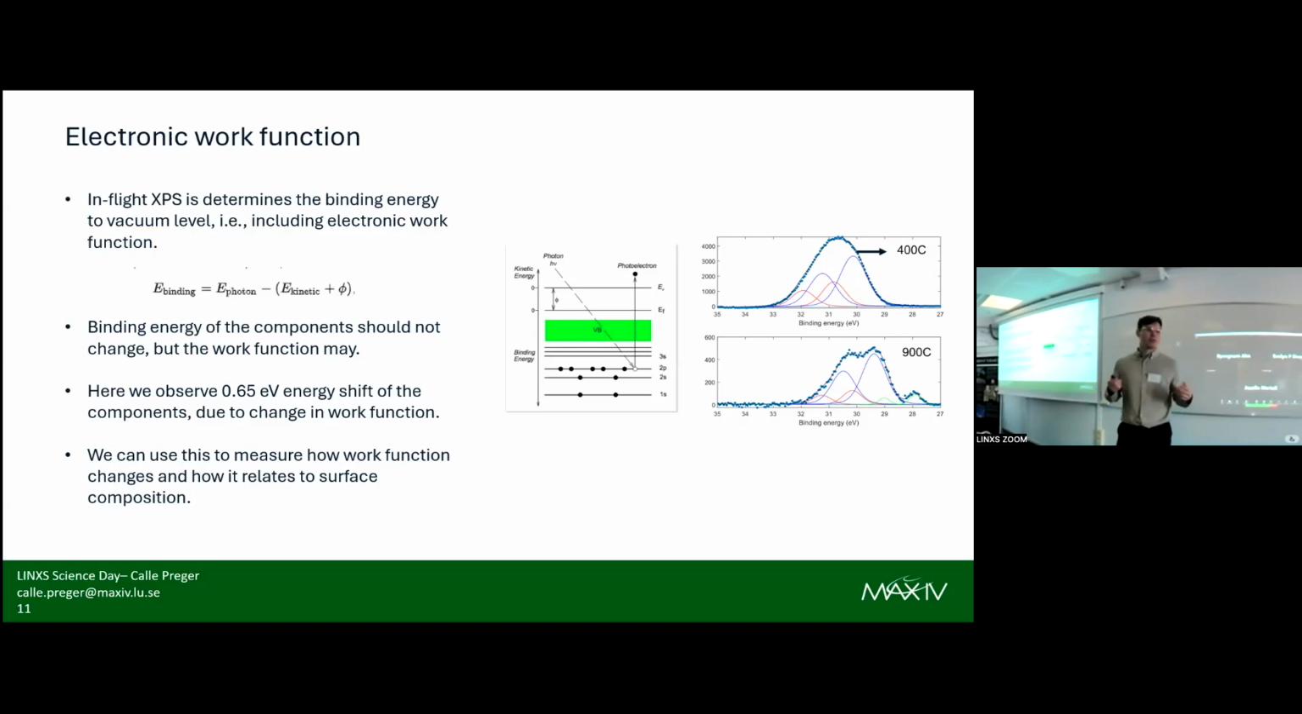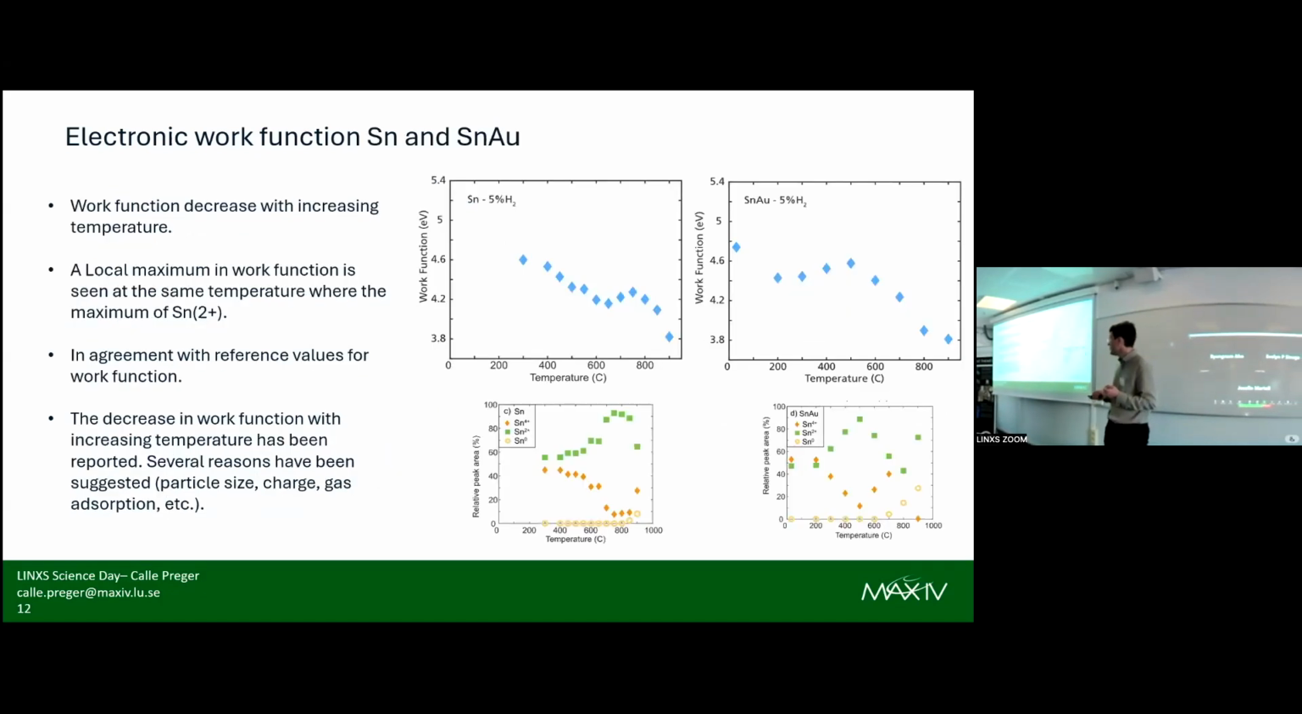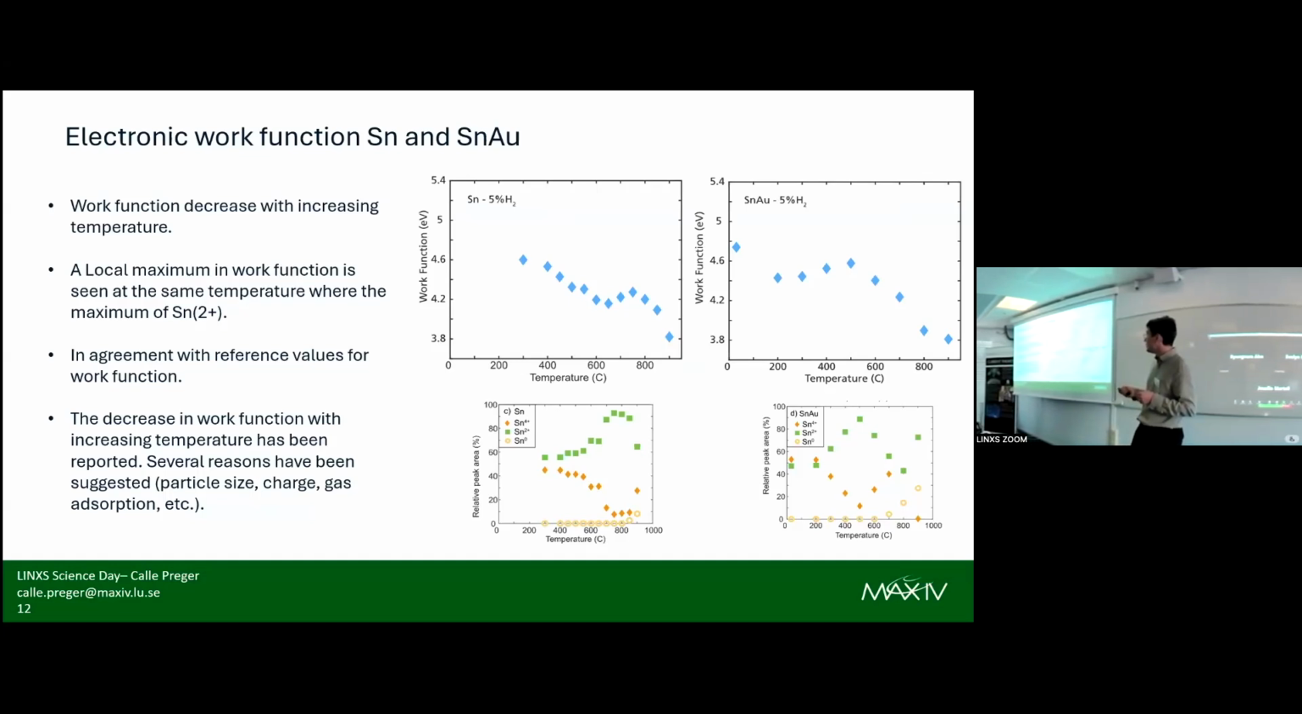So this can be used to study the electronic properties of the particles and see how they change, and we can see how it relates to the surface composition of the particles. If we now look at how the electronic work function changes with temperature, you can see in both cases that it decreases, which is in agreement with what has been shown for similar measurements. But what we also see is that we have a local maximum in the work function at the same temperature as we have the local maximum in the Sn2+ formation on the surface. And this is the same for the tin and tin-gold case.